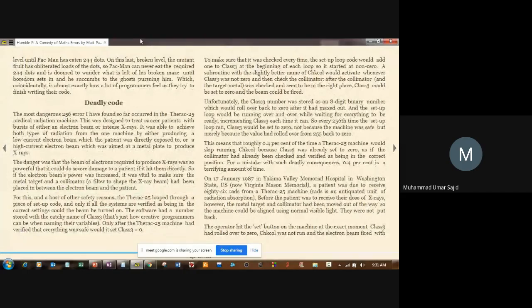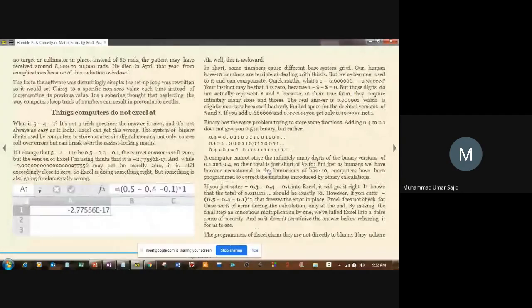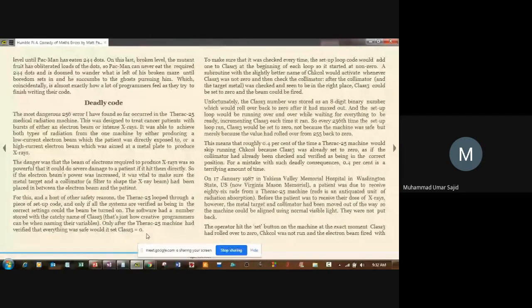How many times a certain code has run as a safety check was stored in an 8-bit number. That means it will go from 0 to 255, and then it will reset back to 0. If the machine is safe, the code was set to 0. But it is also possible that the machine has run so many times that the code was set to 0 after 256 tries.